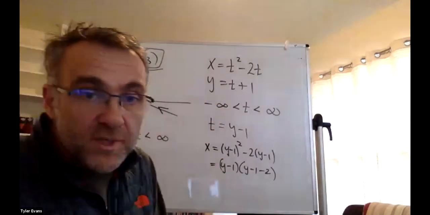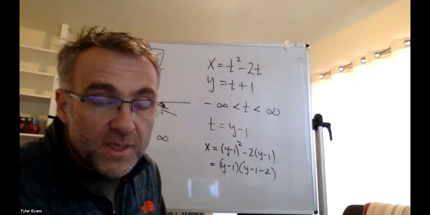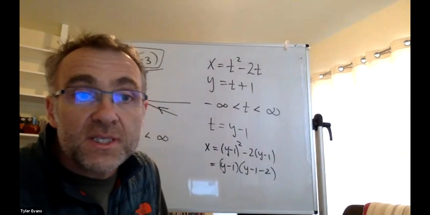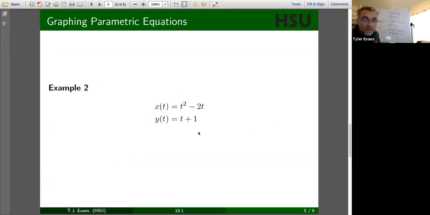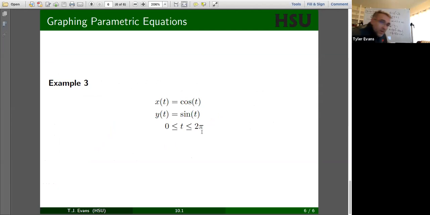Let's check out one more. I'm going to just put it up on a slide while I erase the board to save a little time for you. One more example. This time our parametric equations are given by the trigonometric functions sine and cosine. Here, the domain on the parameter t was specified. We're looking at t between 0 and 2 pi.